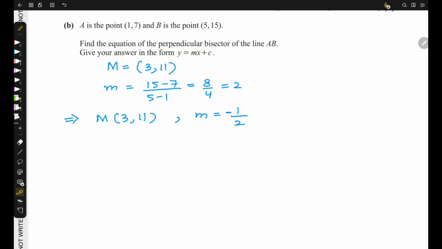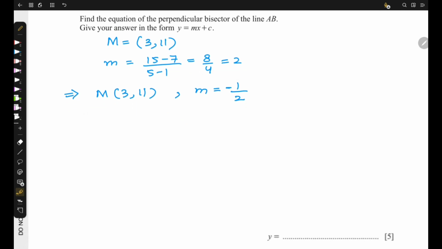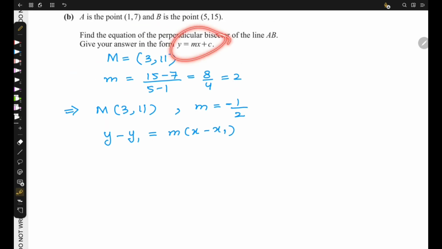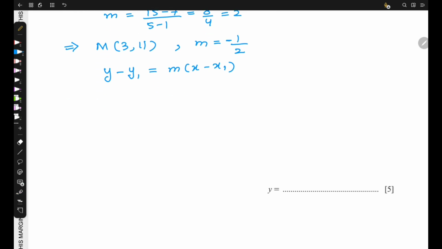And if we want to find the equation, we need 1 point and 1 gradient, or we need 2 points. So we've got 1 point and 1 gradient. Now I'm going to use the formula: y minus y1 equals m times x minus x1. I'll give you the answer in the form y equals mx plus c. Now let's see. y1 is 11, m is minus 1 over 2, x minus x1 is 3.